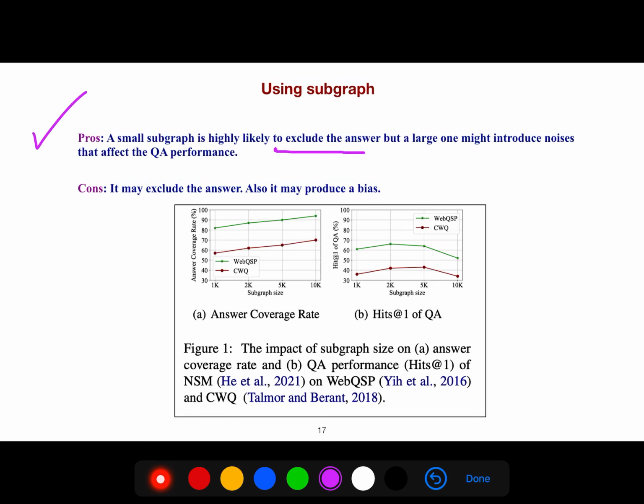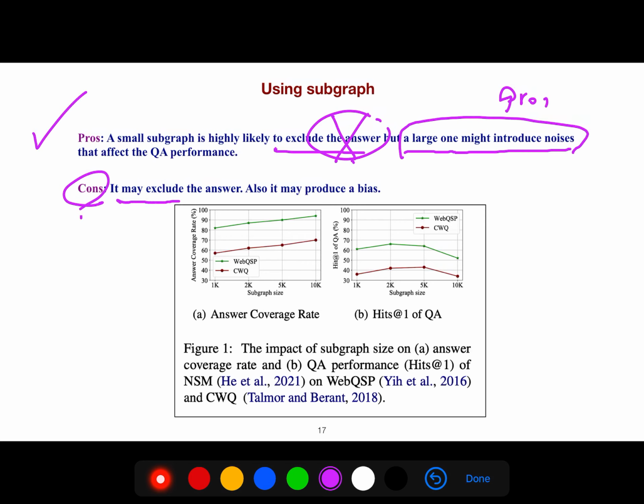So it is bad. It's not pros. But a large one might introduce noises. So this is the pros of that. This is the pros. But this is bad. Because it is cons. It may exclude the answer because you may miss some answer.